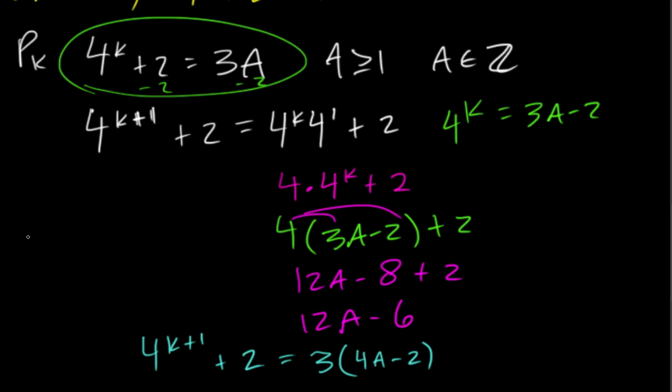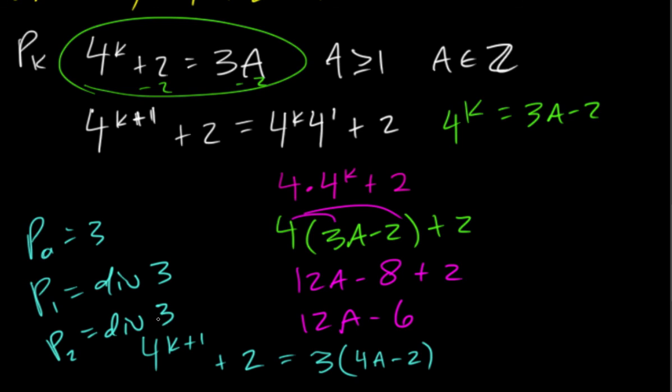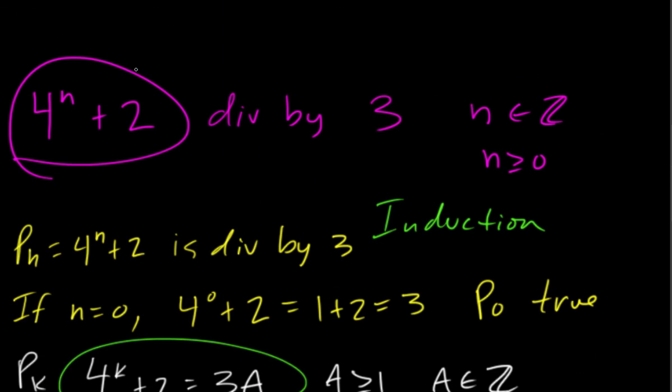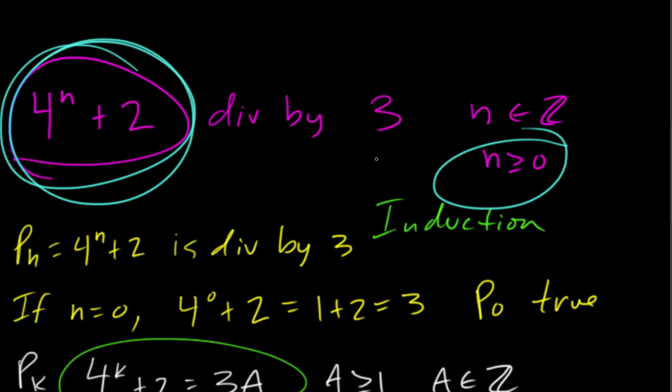And since we could start at P naught, which remember was 3, that's divisible by 3. If we made our k a 0, then we know that P of 1 will also be divisible by 3. And since we know that P of 1 is divisible by 3, we can make our k a 1, and that would mean P of 2 is divisible by 3, and it would go forever through everything. And so we know that for all values n, this is divisible by 3.